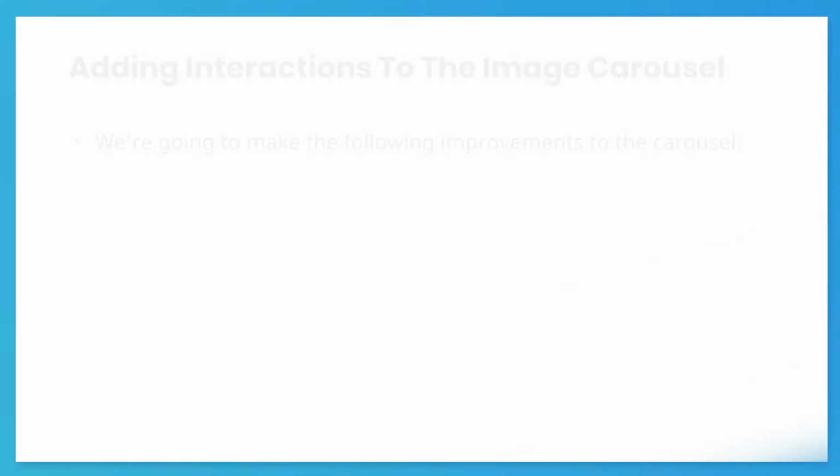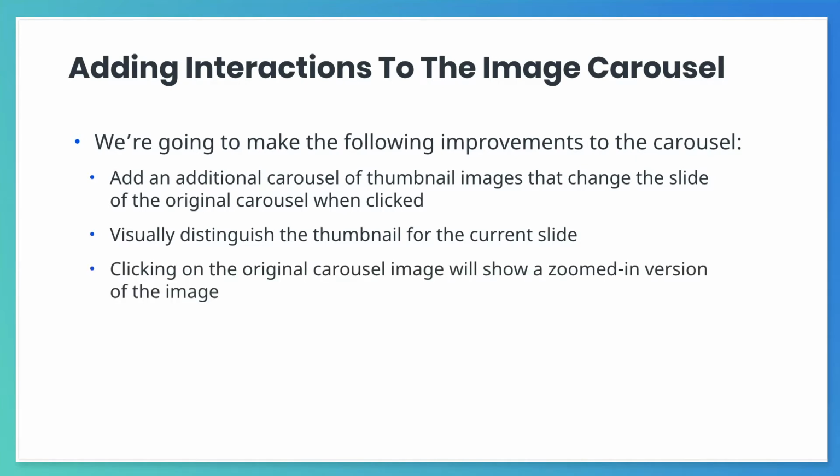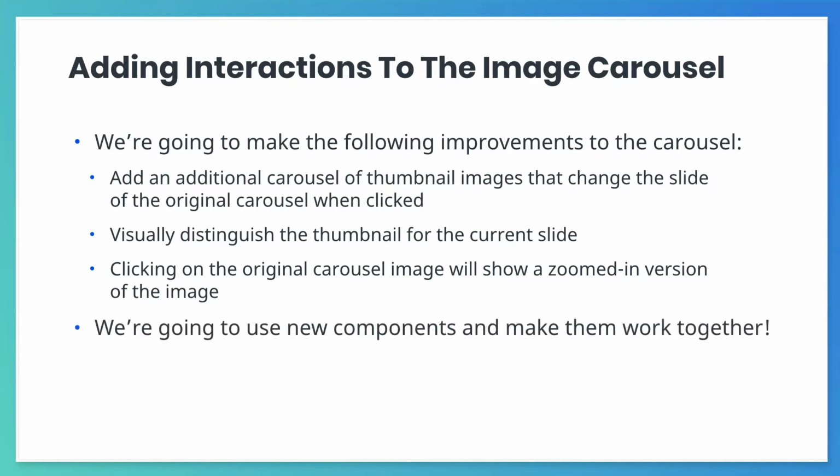Fortunately, our product manager has come up with a plan to address our users' concerns. We'll add a second carousel containing these small thumbnail images just below the original carousel. When the user clicks one of those thumbnails, we'll advance the original carousel to the same slide. The thumbnail for the current slide should look different than the other thumbnails so the user actually knows that it's been selected. And when the user clicks on an image in the big carousel, we'll show a pop-up with the image zoomed in. To do this, we'll need to learn how to connect AMP components together. We'll do that with AMP events and actions.